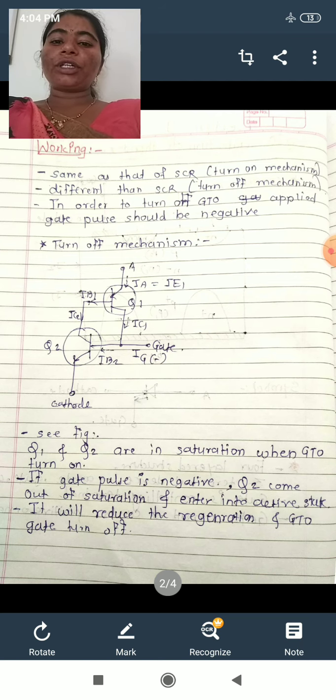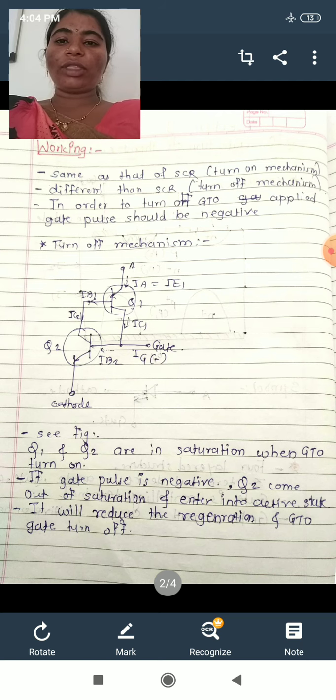In order to turn off the GTO, we have to apply a gate pulse, and it should be negative. We already learned in the construction of the GTO that the gate terminal has two arrows in both directions, which indicates that the gate pulse may be positive or negative. When we apply a positive gate pulse, it will turn on the GTO, and when we apply a negative gate pulse to the gate terminal, it will turn off the GTO. This is the biggest difference. Now see how it will work.